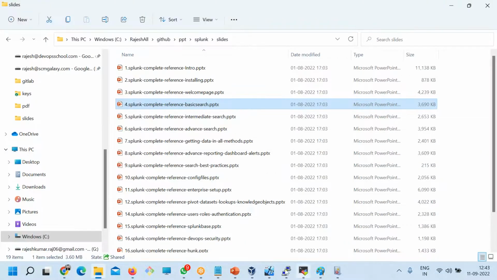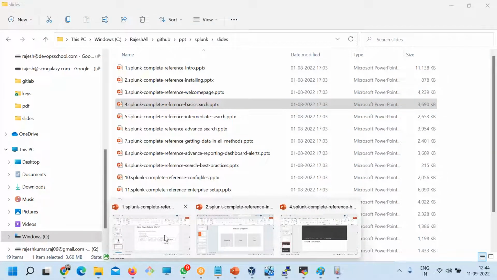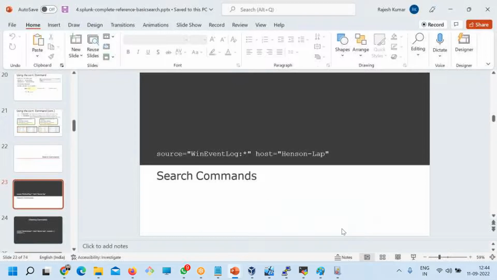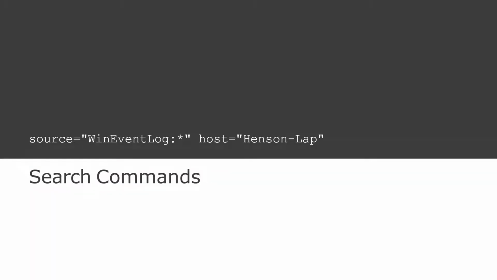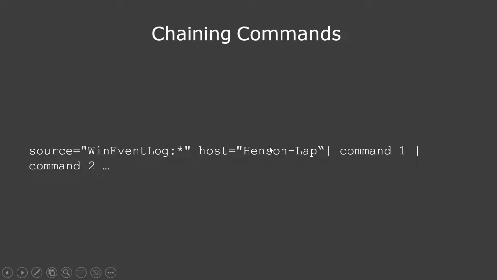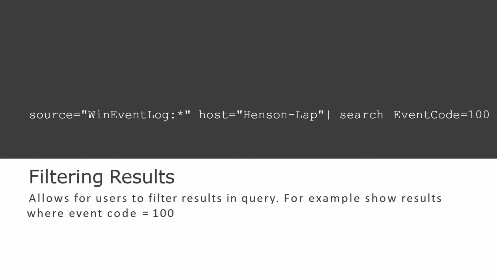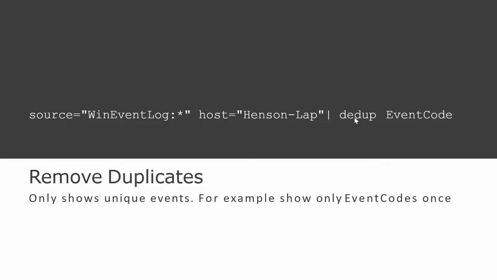Now let me show you some of the techniques. Yeah, so look at this, it will be easy for you first. In this you are searching with the search command. This is a chaining command. So here you are searching by source host, pipe, command 1, command 2, like this. You can filter again by search. So here you are searching for source host, pipe, search event code equal to 10 100, just now I did it like this. Here dedupe is a function.